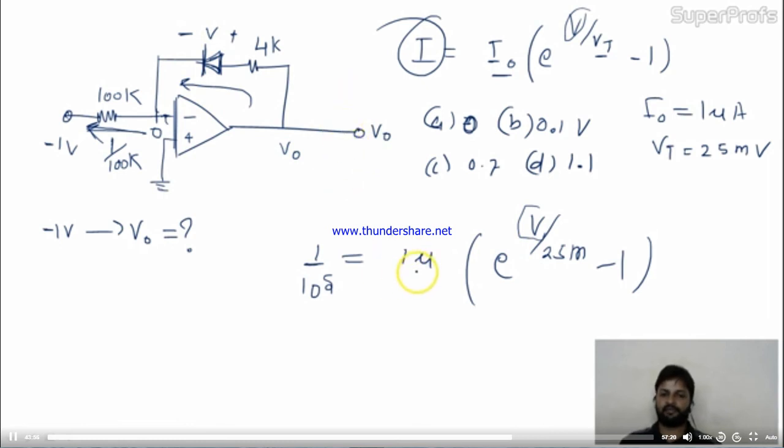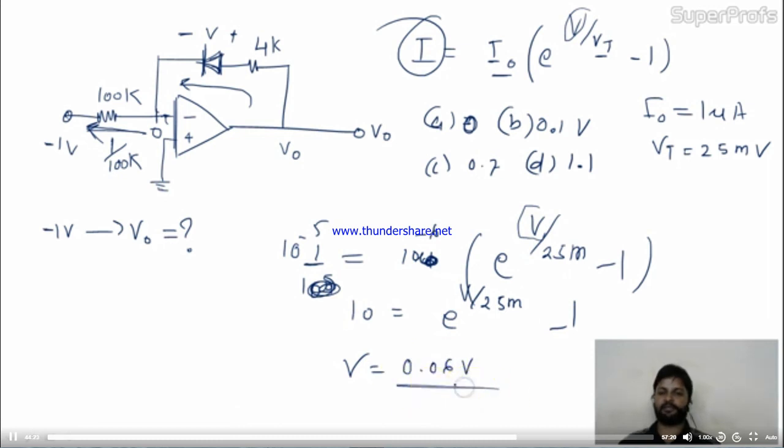So let me find this first. This is 10 to the power minus 5 and this is 10 to the power minus 6, so I'll remain with 10 to the power minus 1, and it will go to this side. It will become 10 equal to e to the power V by 25 milli minus 1. Now you can solve it by taking log on both sides, and at the end you will get V equal to 0.06 volt. Now you calculated the voltage across the diode.